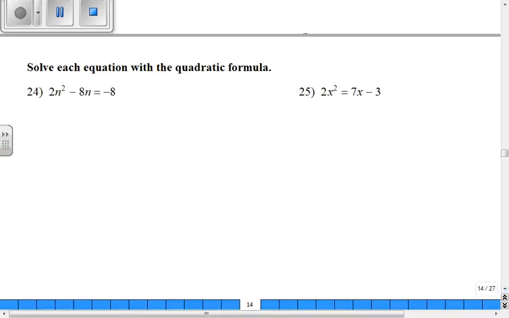The next two problems ask us to solve using the quadratic formula. Problem 24 was on the homework. Therefore, we're going to do problem 25 right now. To use the quadratic formula, we need to remember the formula itself. Now, for the quadratic formula, we need to put our quadratic in standard form.